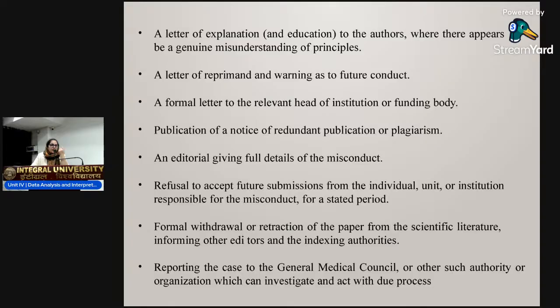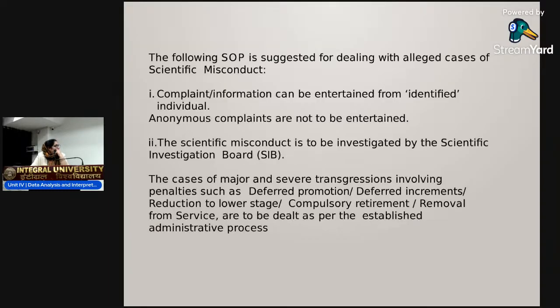Medical Council है या Bar Council है या Pharmaceutical DCGI है, Drug Controller General of India. So it depends upon the misconduct, and whichever body is governing, is your governing body, you have to report that case. So these are the SOPs. You can take a picture or you can just go through it when I share the presentation.